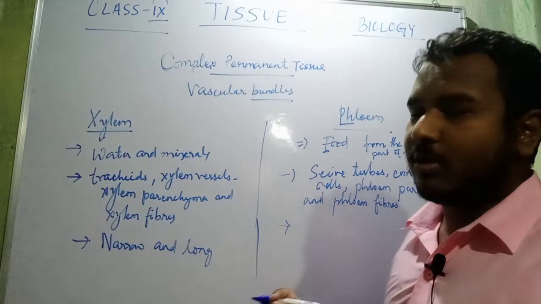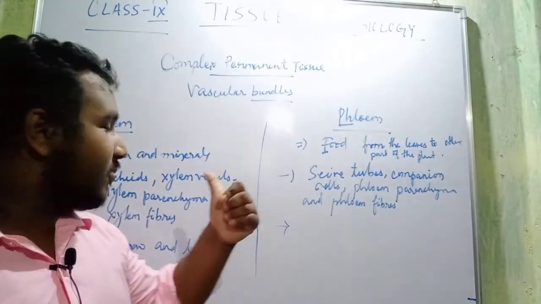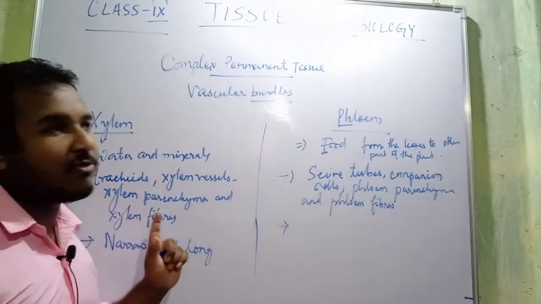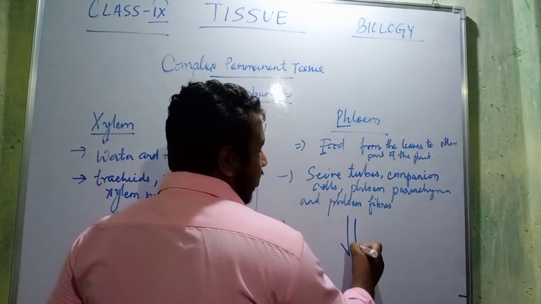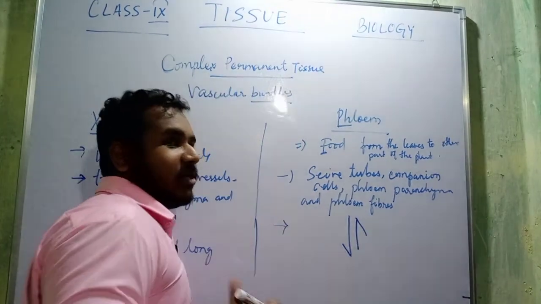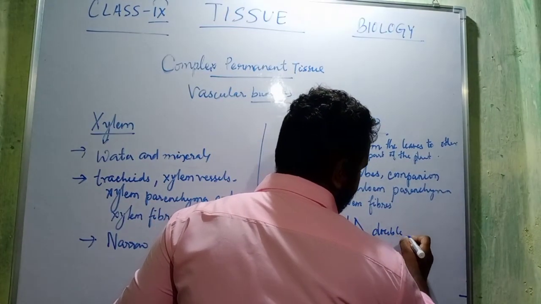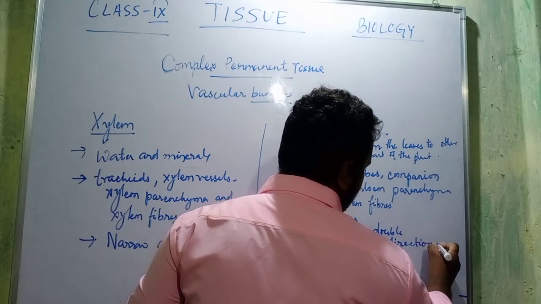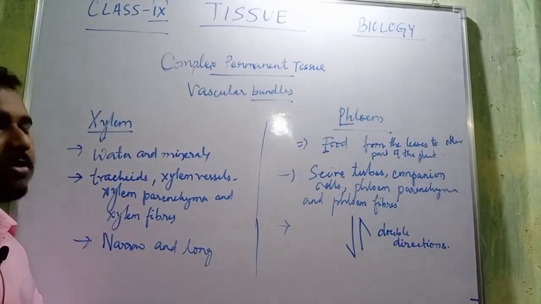Now you may know that the water goes from down to up with the help of xylem. It is only a unidirectional way, whereas phloem is bidirectional, meaning it can go down or come up also. Both ways it can go. So you can write double direction. Its flow is in both directions, up and down. So this is all about vascular bundles.